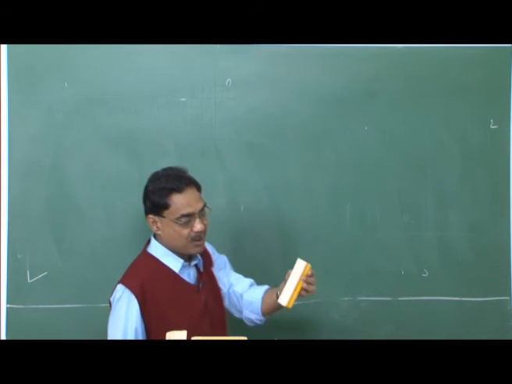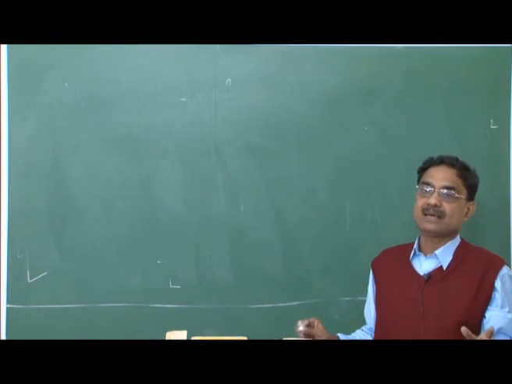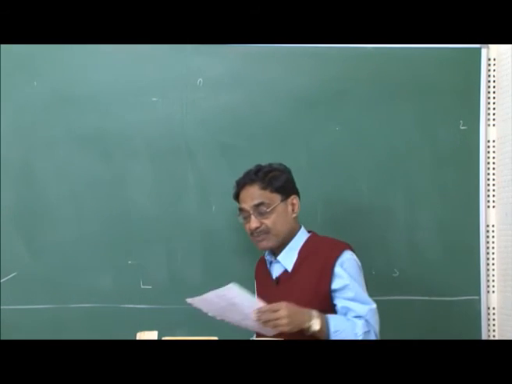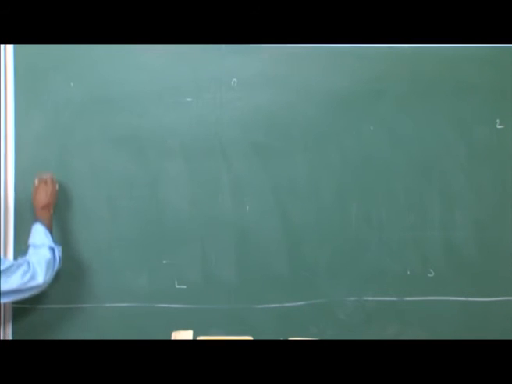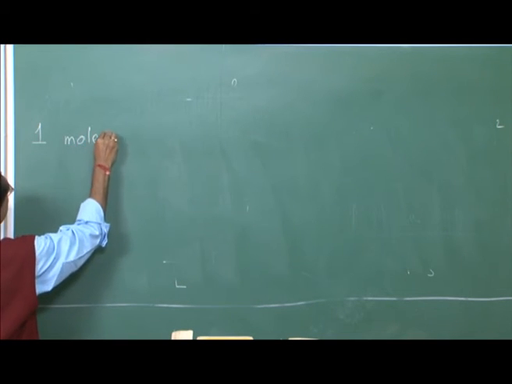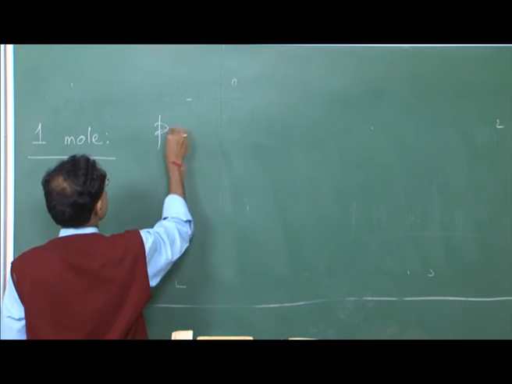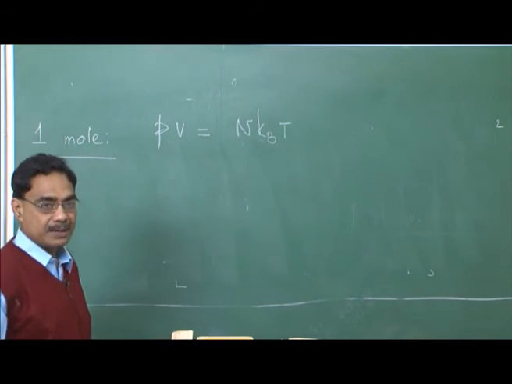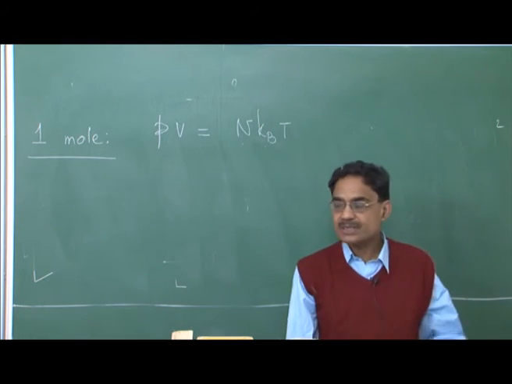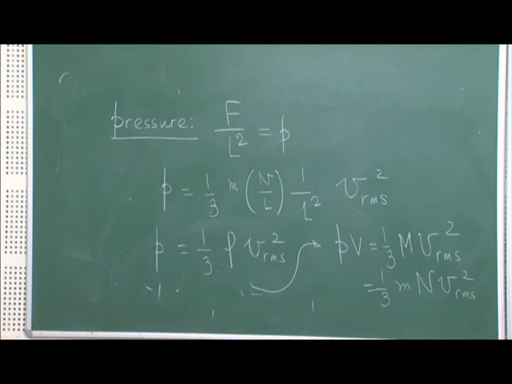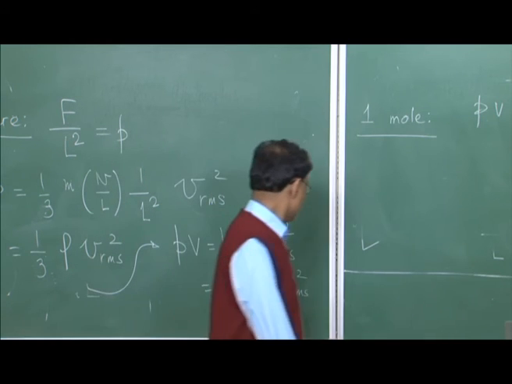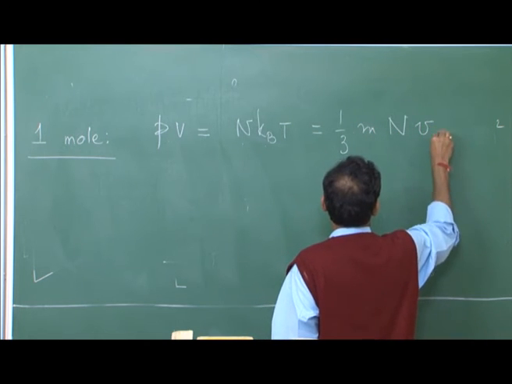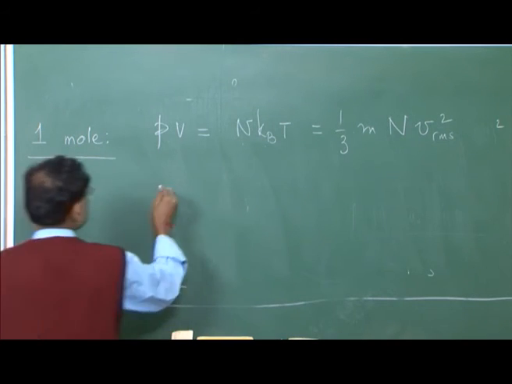So, microscopically we have found some expression for PV. The question I am asking is, is this PV related to temperature in some way, and this is what I am going to do in these few minutes. So, now let us consider 1 mole of ideal gas, then we know PV is nothing but N kBT or RT. Here N is the Avogadro number, and kB is the Boltzmann constant. If I accept both of them together, what we have found out is that 1/3 m N Vrms square is actually PV.